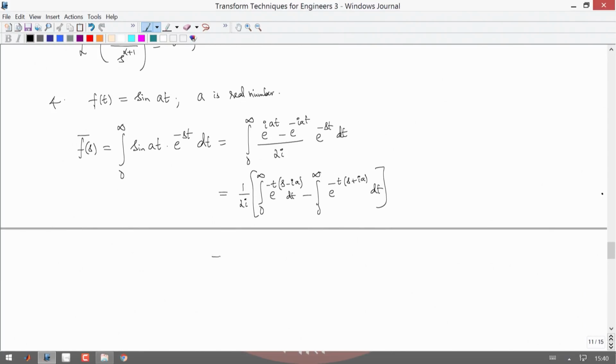So, this is equal to 1 by 2i. What you get here is the value 1 by (s minus ia), and here 1 by (s plus ia).